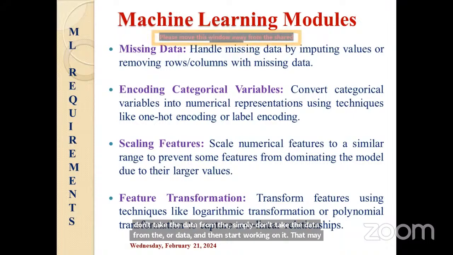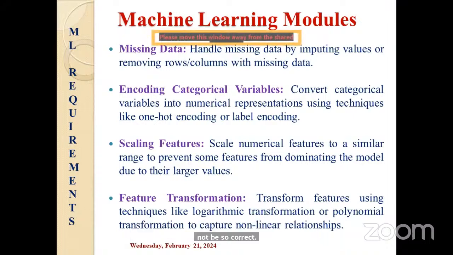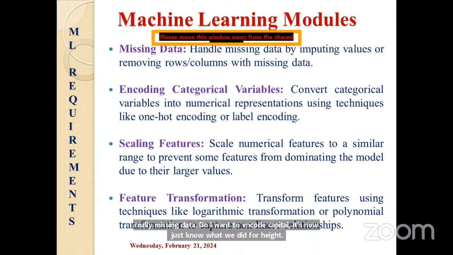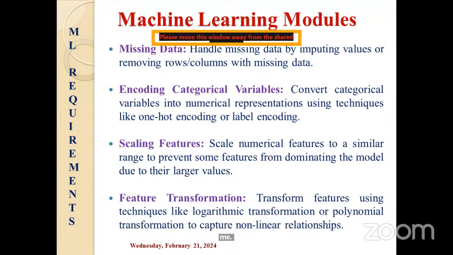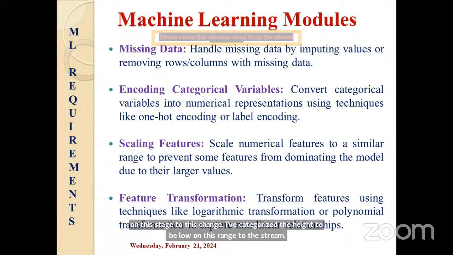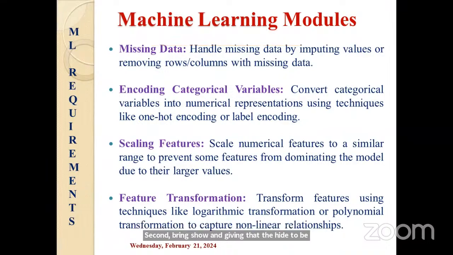Do I want to encode categorical variables? Now, just know what we did for height. Height, we had as a numerical value. But with the numerical value, it becomes very difficult for me to identify or categorize what the feature is all about. So for this range to this range, I've categorized the height as low. For the second range, I'm giving the height as high. Like that, we can do some categorizations and scaling.